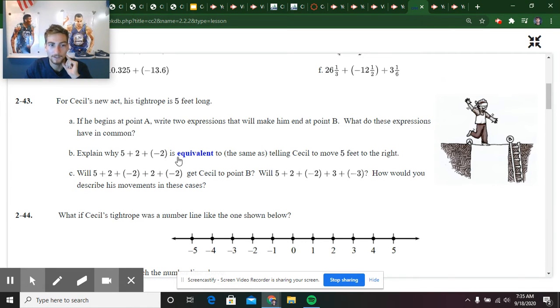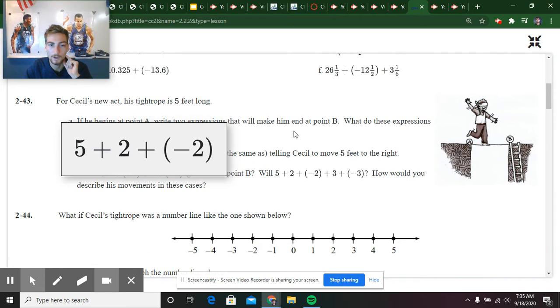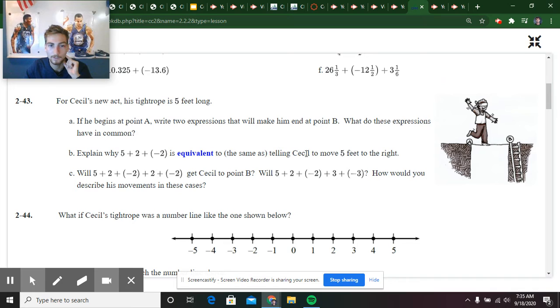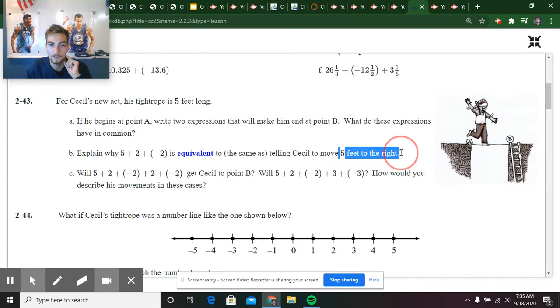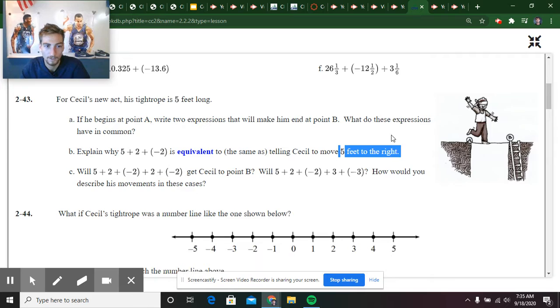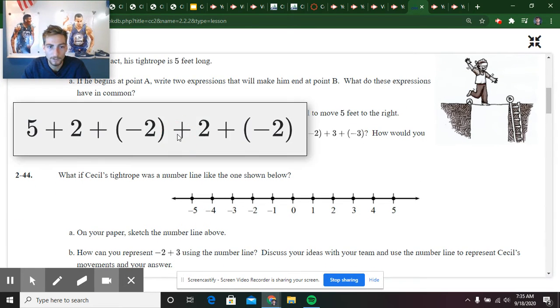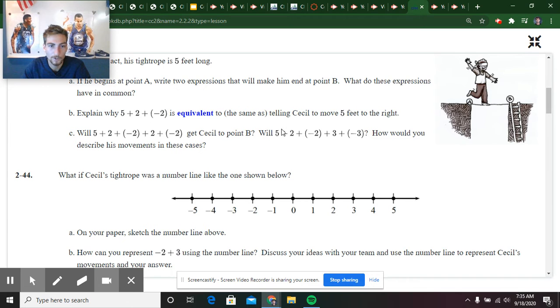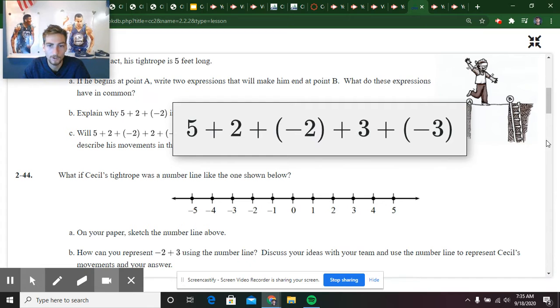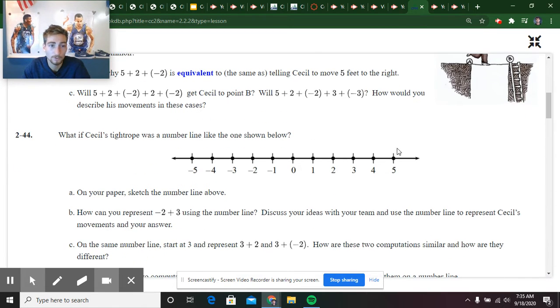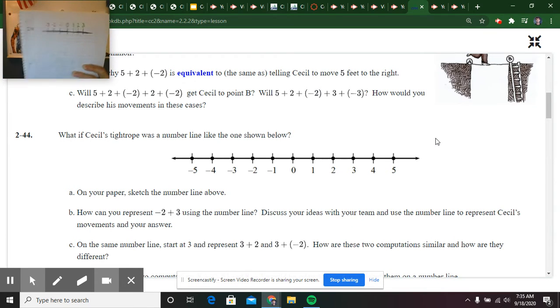Remember, that's 5 feet. And then here, part B, you're going to explain why this equation here is equivalent to just simply saying, Cecil, move 5 feet to the right. Okay? And then we have part C, and it's asking if this equation here will get Cecil to point B. We'll get him to move 5 feet to the right. And then how about this equation? Will this get him to move 5 feet forward? And then how would you describe his movements in these cases? I would simply draw a number line and explain it that way.